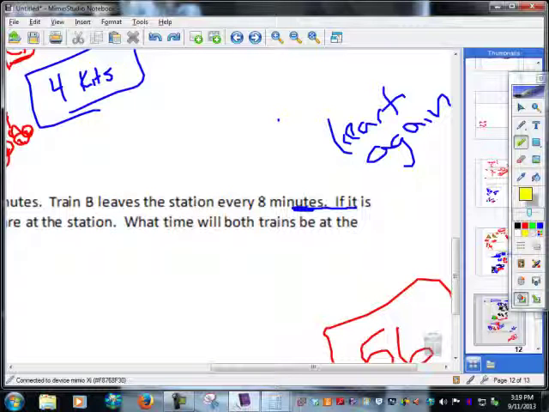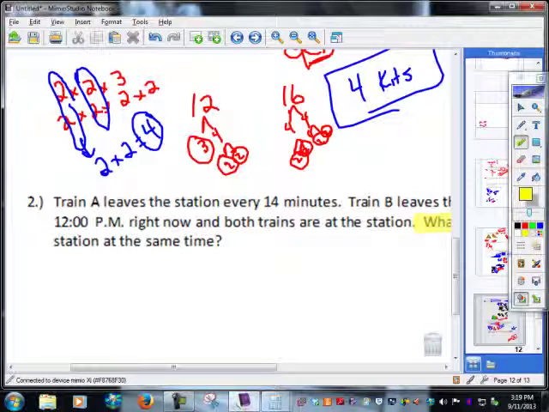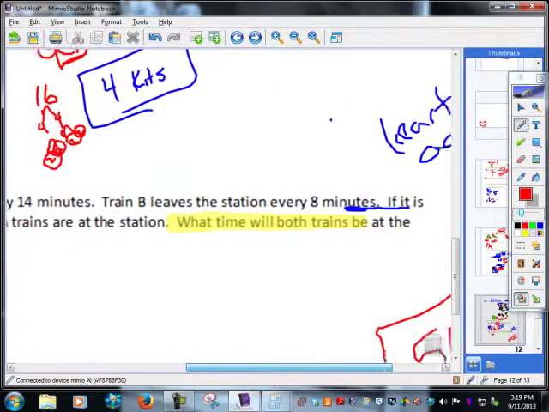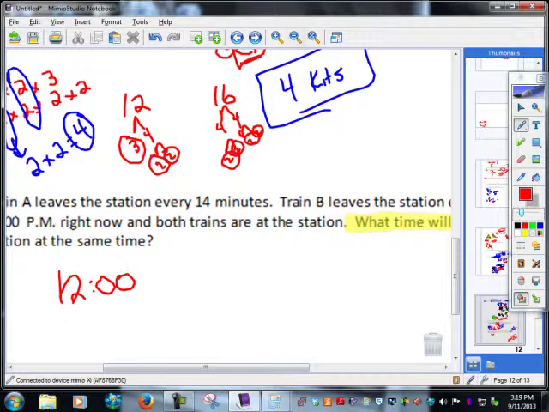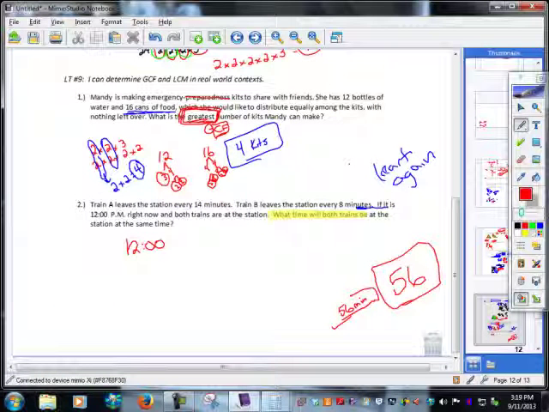What time will both trains be there at the same time? What time is it? Well, they're both there, and it's 12 o'clock right now. It's 12 o'clock, and they're both there. We know that every 56 minutes, they're there together. So what we've got to do is figure out what time that'd be, 56 minutes from 12. And it is 12:56 p.m.